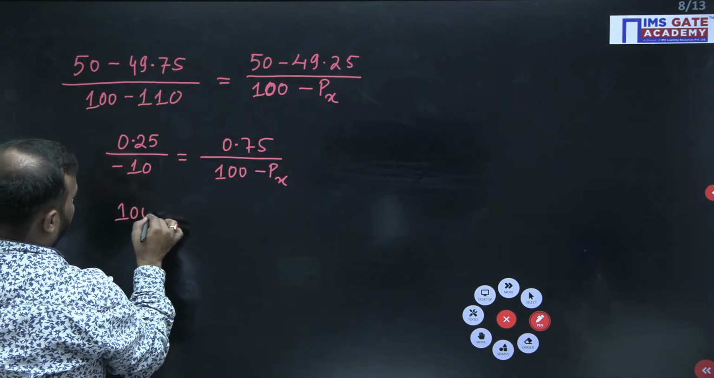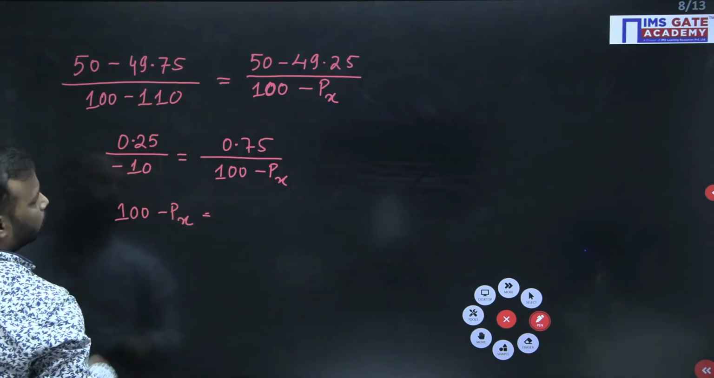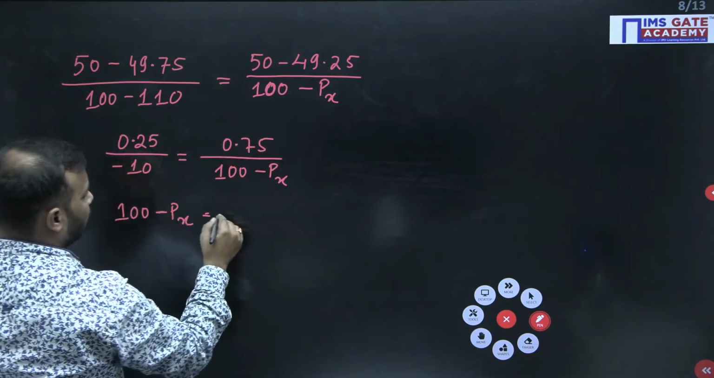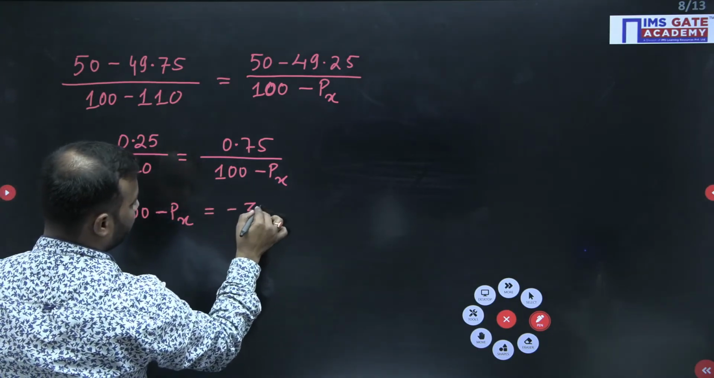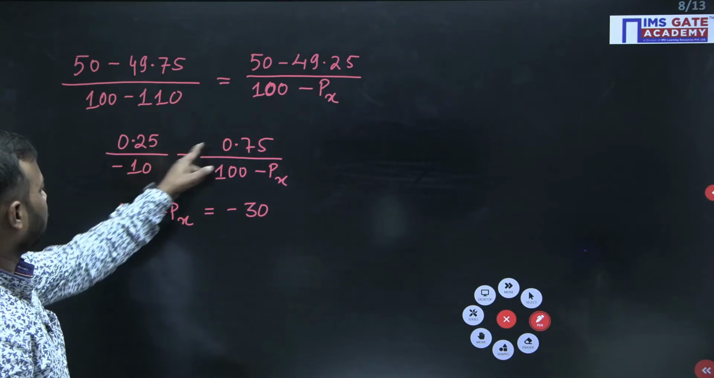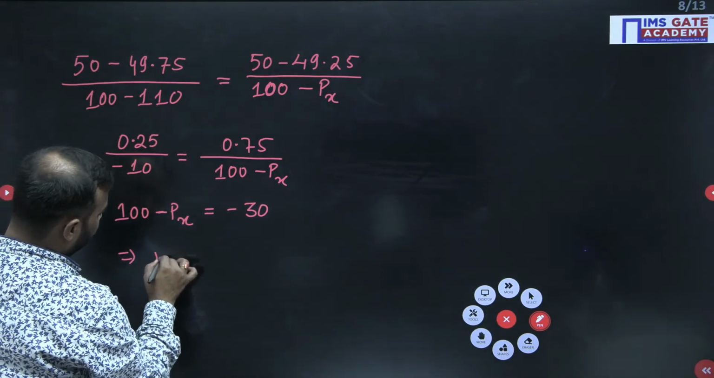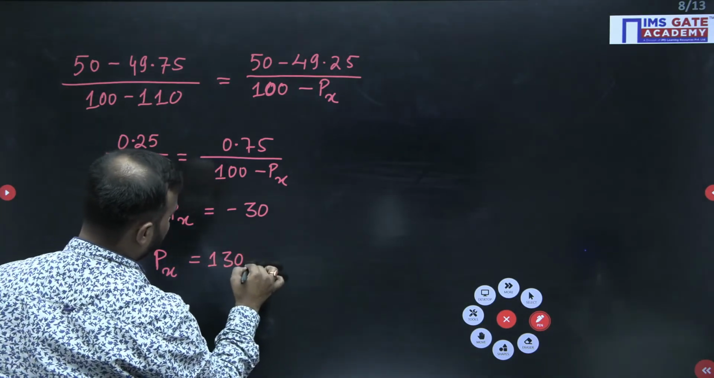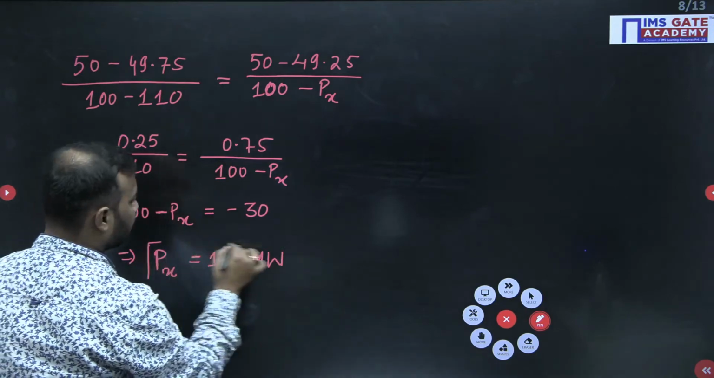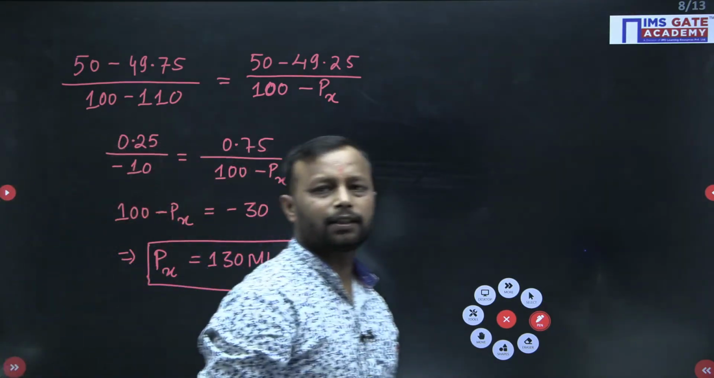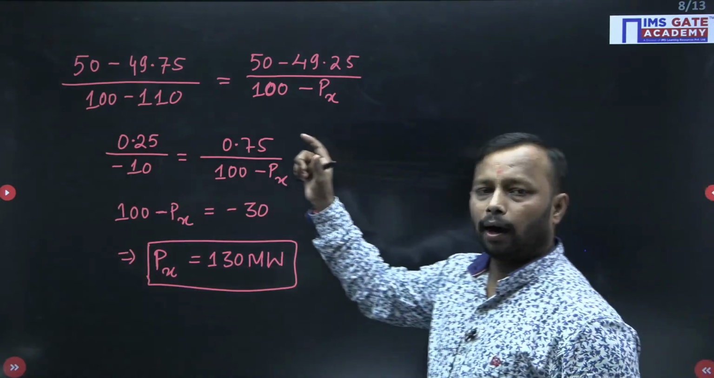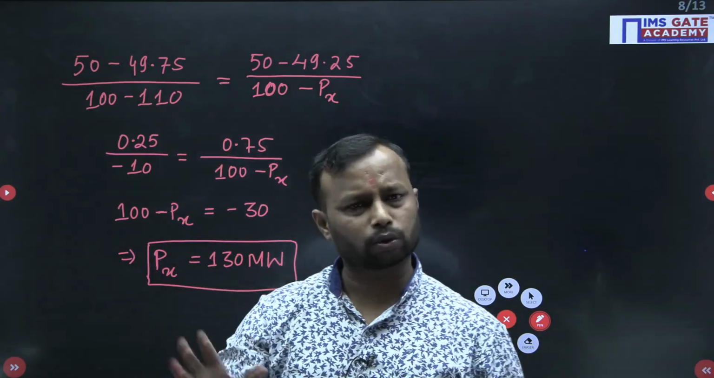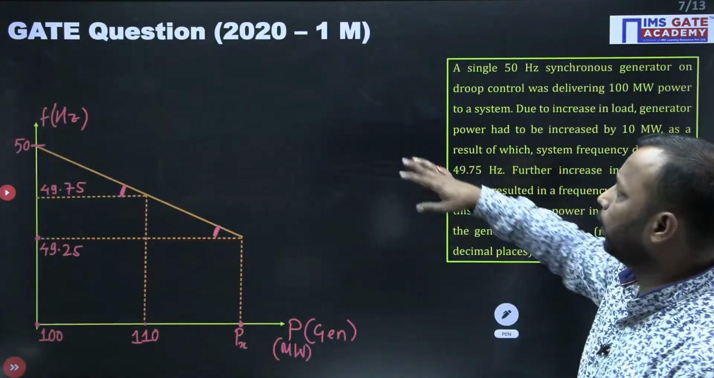So 100 minus Px. Okay, take this to this side. 100 minus Px is equal to 3 times minus 10, so minus 30. Did you understand how it happened? Okay, minus 30. So from here Px is equal to 130 megawatt. As simple as that. It was very easy. You just need to make a droop curve, and from there you will have your answer. So the question is very simple, which was asked in GATE 2020 for 1 mark.